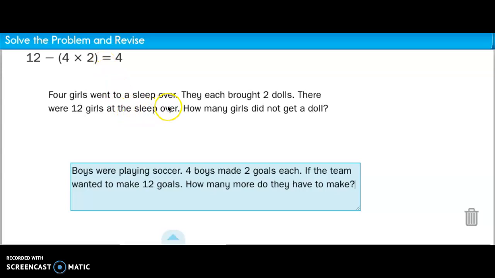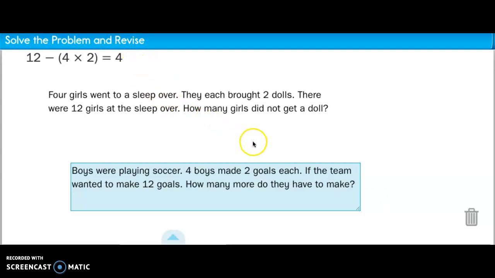Make sure you look at your story. Make sure that you have 4 somethings. Each one had 2, doing something with 2, and then you're taking away that number from 12 somehow. And the final answer should be 4. So if your story matches that, then that's great. If not, revise it and fix it and make it so that it can fit that sentence.